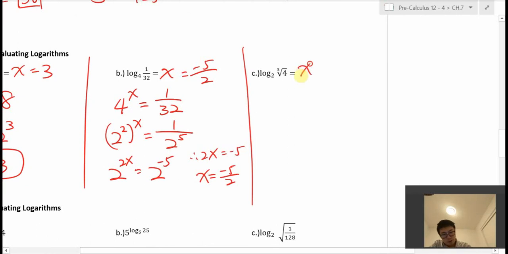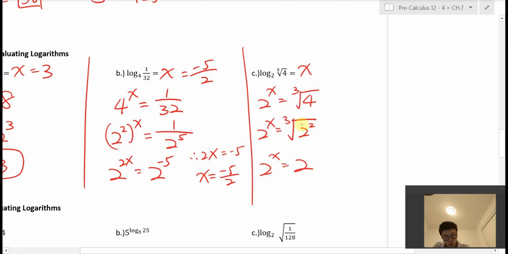Again, I'm going to say this is equal to x. That means 2 to the power of x is equal to the cube root of 4. I need to rewrite this as base 2 once again. So 4 is the same thing as 2 squared. Now we can rewrite this as, remember, you can turn a radical into exponential form, 2 to the power of 2 over 3. And clearly that means x has to equal 2 over 3.